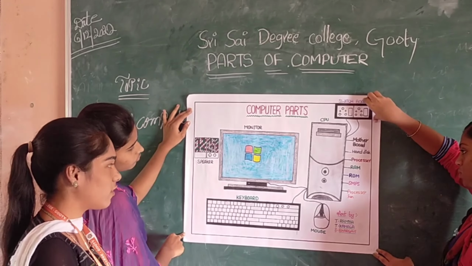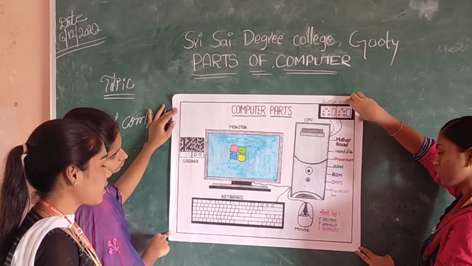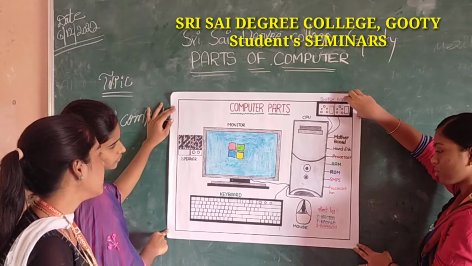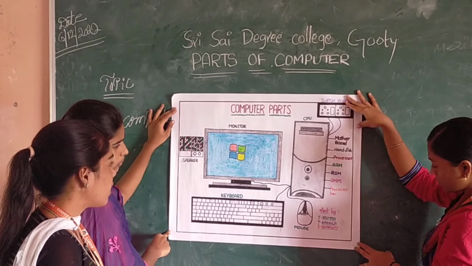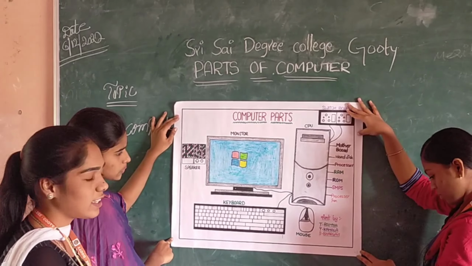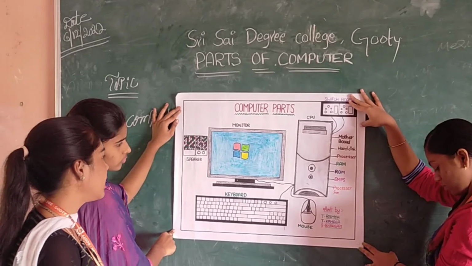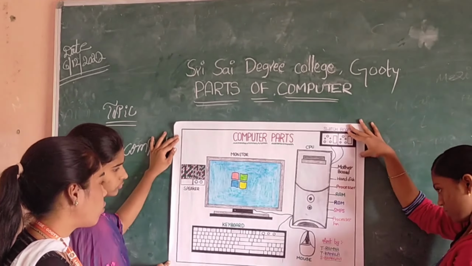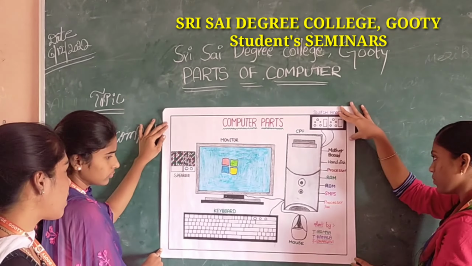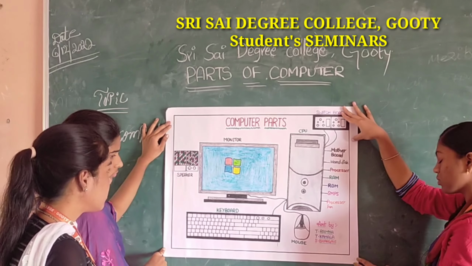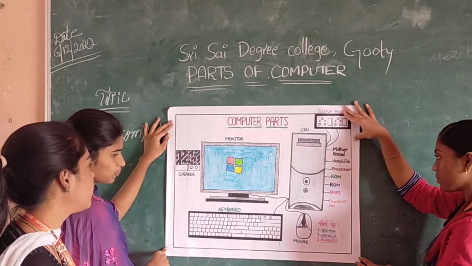There are three types of display: CRT, LCD and LED. CRT means cathode ray tube. The display occupies more space, and the display is very bright. These are the disadvantages of CRT.